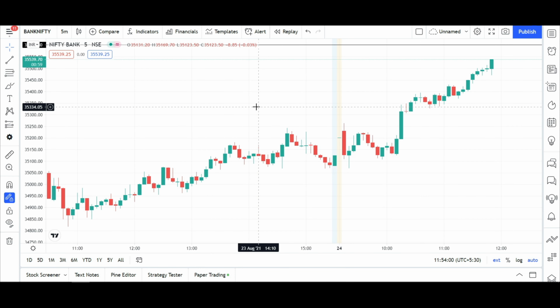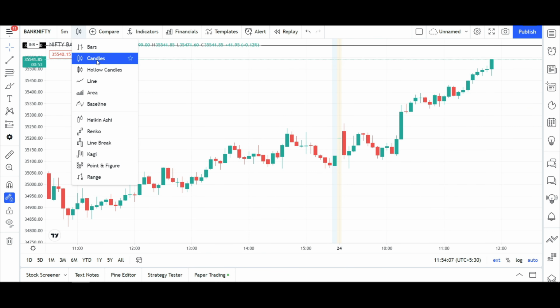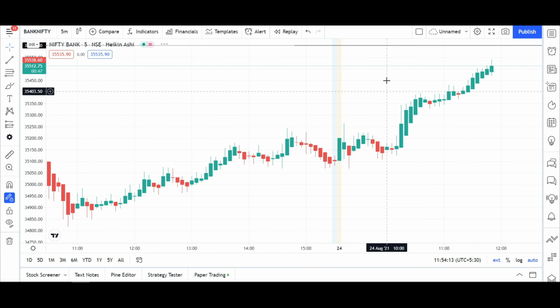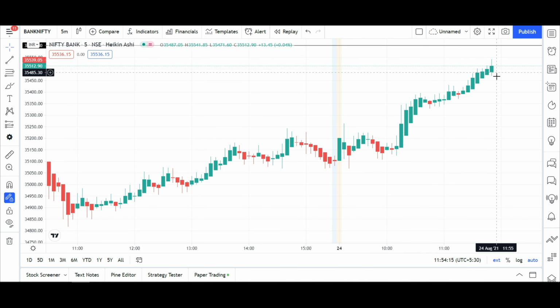Okay guys, so what we need for this strategy is, first, we need to change the normal traditional candlestick chart to the Heikin-Ashi candlestick chart. What this does is, the Heikin-Ashi eliminates all the noise from the chart. It shows a more straightforward trend in the chart.